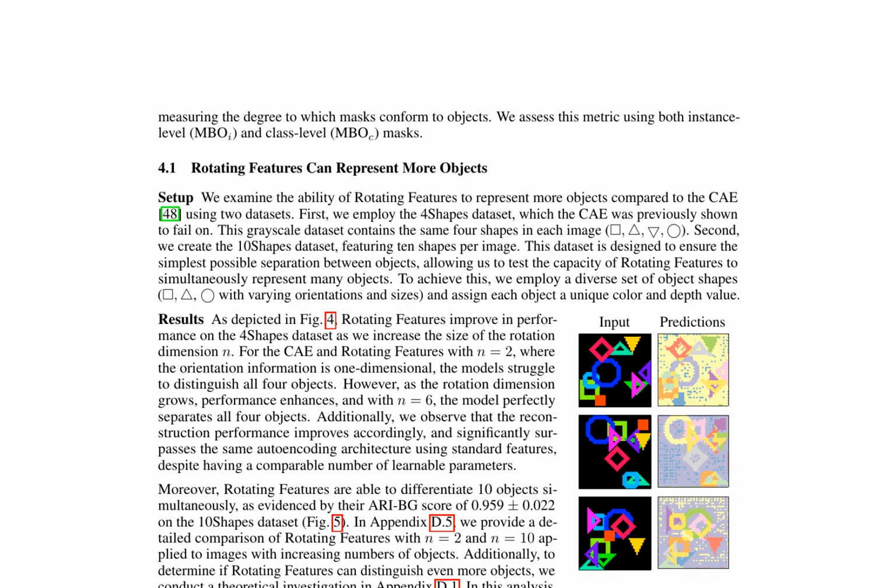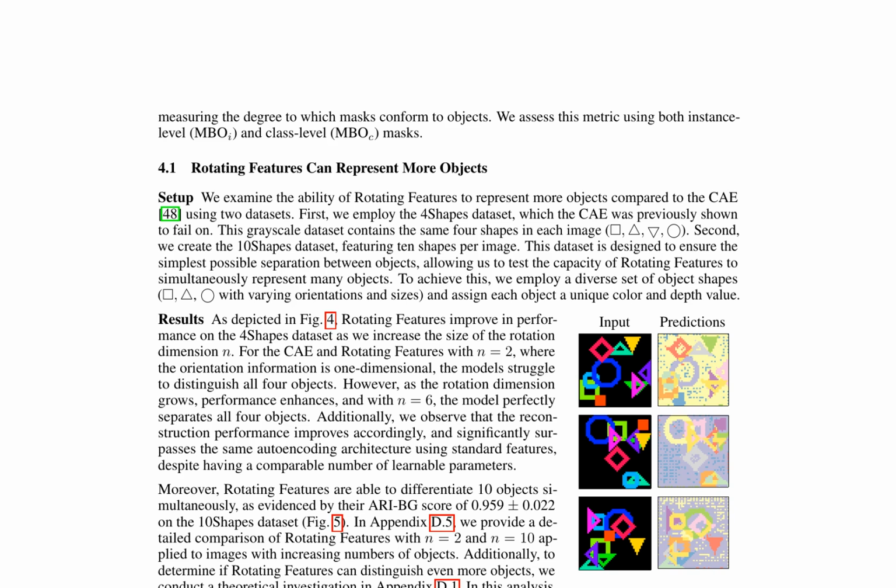To investigate this, the study utilizes two datasets, 4Shapes and 10Shapes, comprising grayscale images featuring 4 and 10 shapes per image, respectively. The results show that as the rotation dimension increases, the performance of rotating features improves, achieving perfect separation of all 4 objects in the 4Shapes dataset at n equals 6. Moreover, it successfully differentiates 10 objects simultaneously in the 10Shapes dataset, demonstrating its scalability.